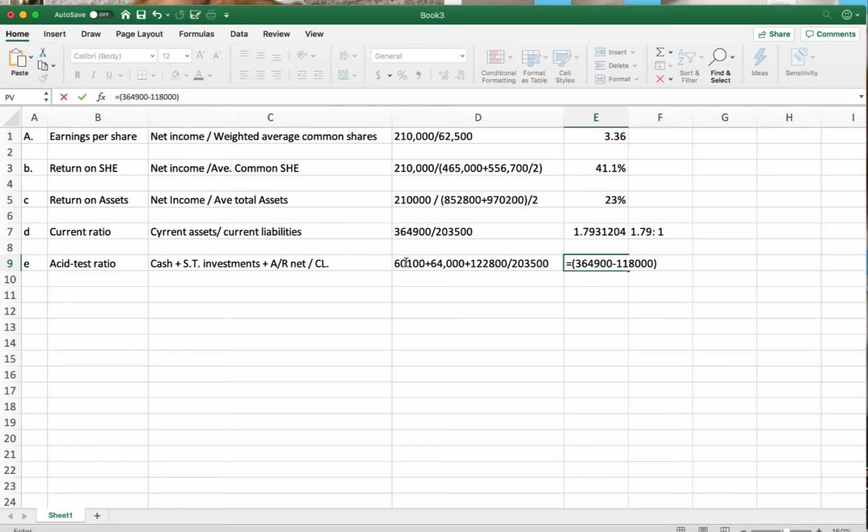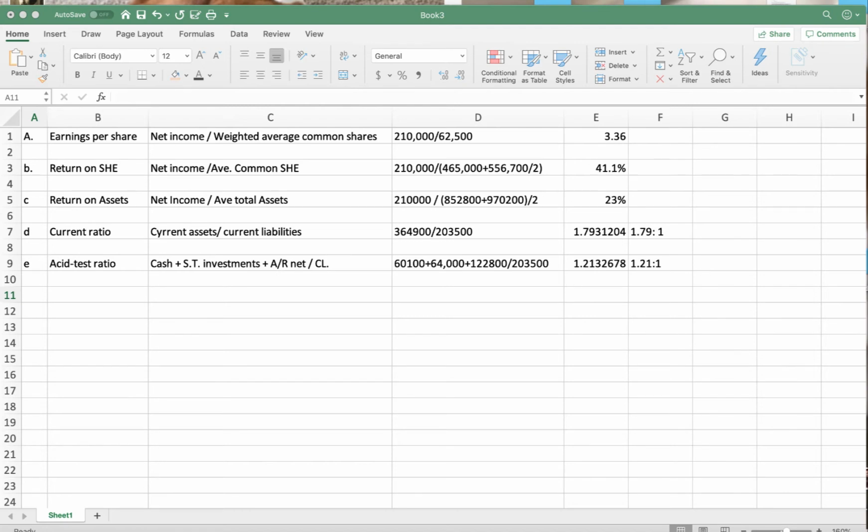Okay? Then I can divide by my current liabilities. Okay? So I get 1.21 to 1. So that means for every dollar of current liabilities, the company has assets of $1.21. Okay?